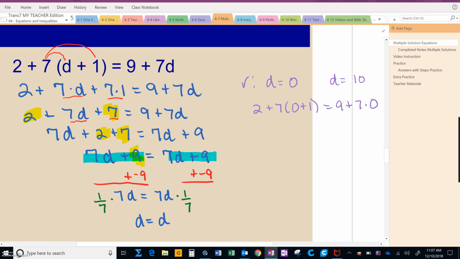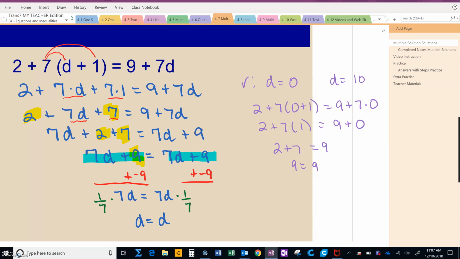So I'm putting 0 in the place of d. I get 2 plus 7 times 1 equals 9 plus 0. So 2 plus 7 equals 9, 9 equals 9, true statement. So 0 definitely works. Let's try 10.